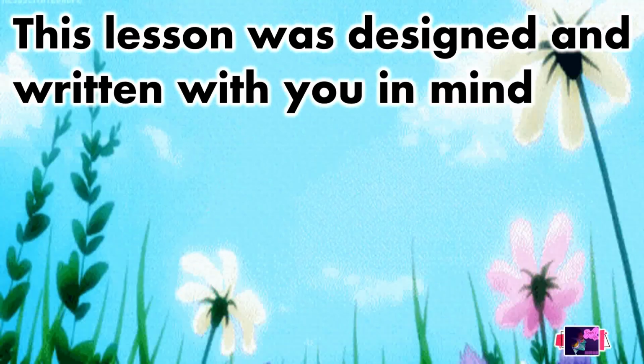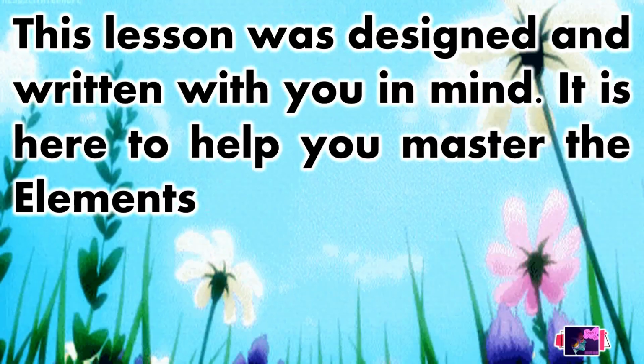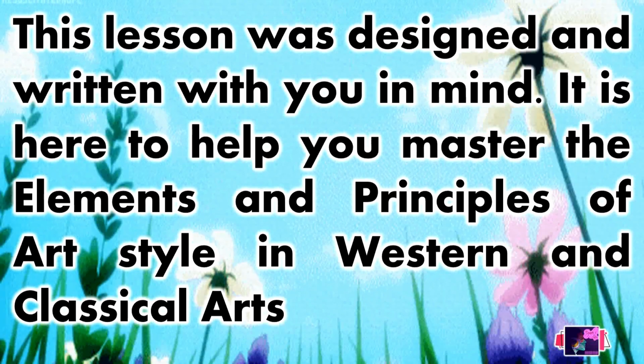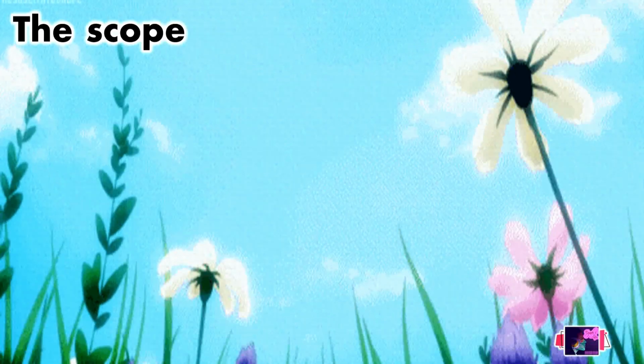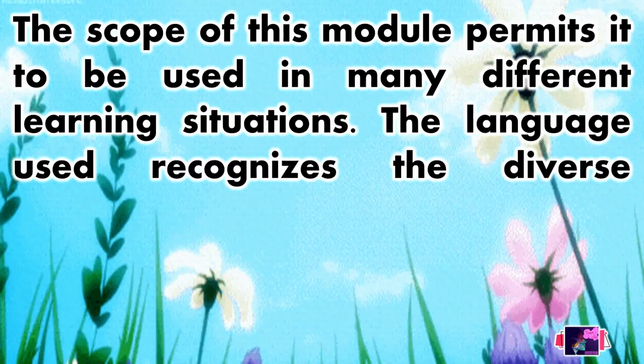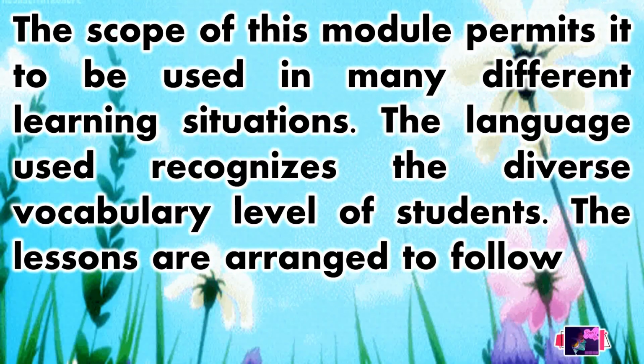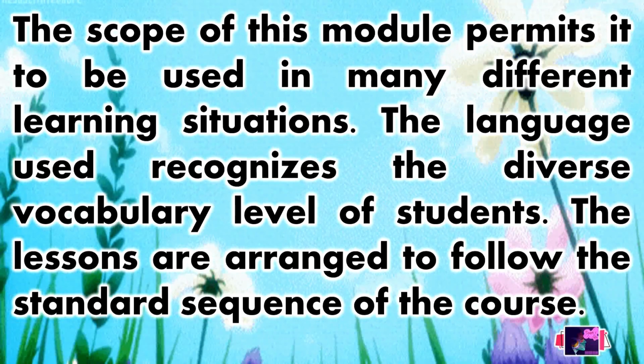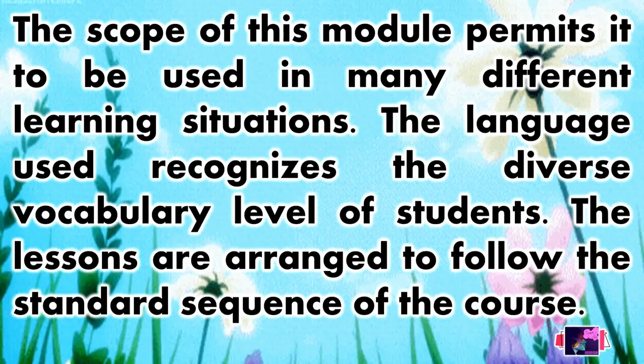This lesson was designed and written with you in mind. It's here to help you master the elements and principles of art style in the Western and Classical arts. The scope of this module permits it to be used in many different language and learning situations. The language used recognizes the diverse vocabulary level of the students. The lessons are arranged to follow the standard sequence of the course.